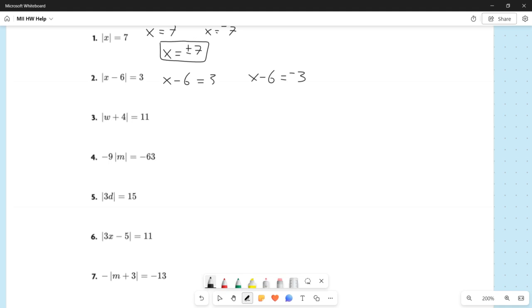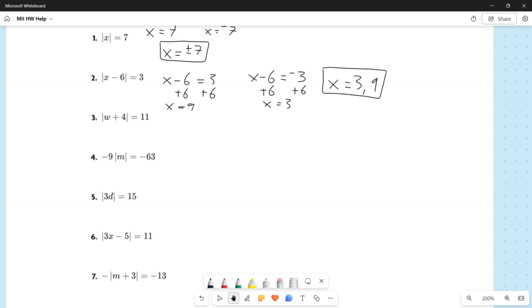So now we just need to solve both of these equations, plus 6 and plus 6. So we end up getting x equals 9. And again, over here, we add 6 and we add 6, and so x equals negative 3 plus 6, which is positive 3. So for number 2, our final answer is x equals either 3 or 9. Just like with number 1, we had 2 solutions. With number 2, we also have 2 solutions, 3 and 9.